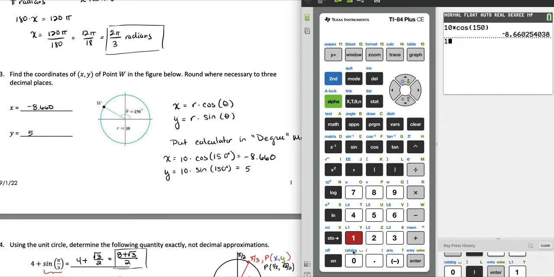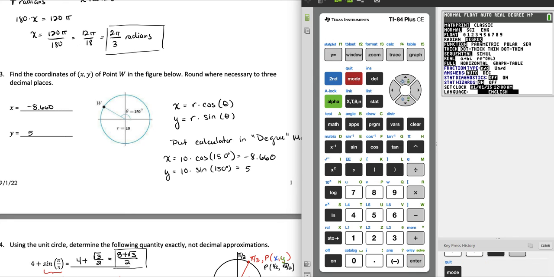I can do the same thing to find the y coordinate. So the y coordinate is 10 times sine of 150 degrees. Okay. And then there you can see that that is the y coordinate. So this is how you can use your calculator to evaluate your trig functions. You just have to make sure that if your angle is in degrees, that your calculator is in degree mode. If your angle is in radians, then just make sure you toggle back and put your calculator back into radian mode.